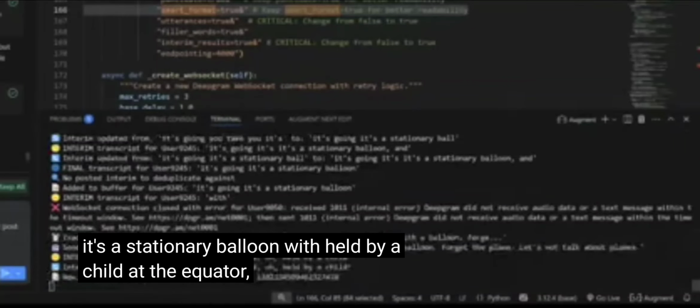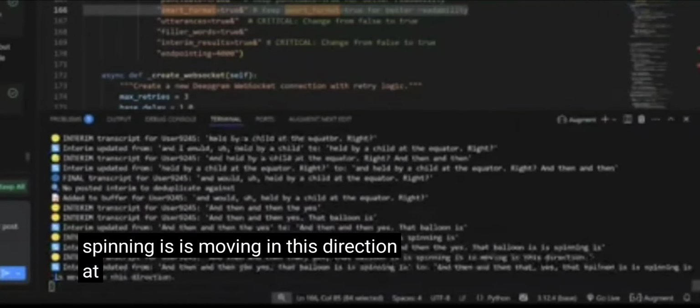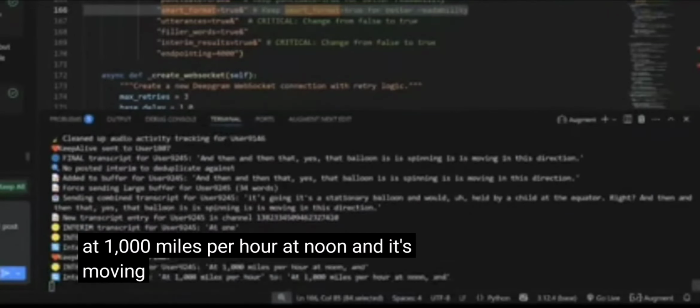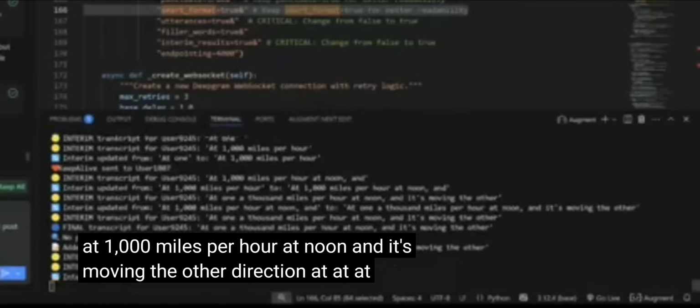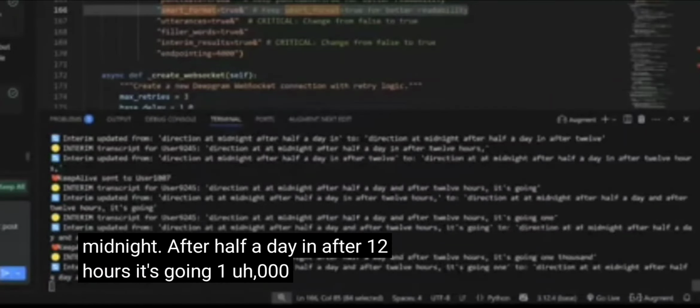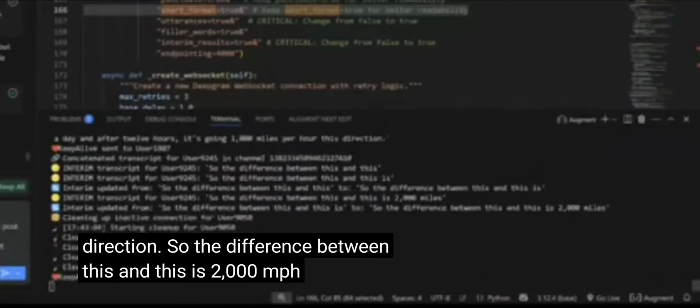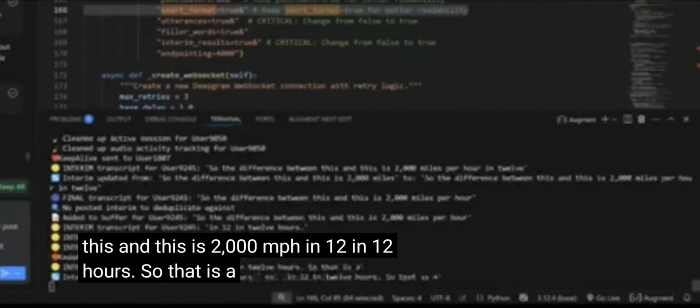Held by a child at the equator, right? And yes, that balloon is moving in this direction at 1,000 miles per hour at noon, and it's moving the other direction at midnight. After half a day, after 12 hours, it's going 1,000 miles per hour this direction. So the difference between this and this is 2,000 miles per hour in 12 hours. So that is a huge acceleration.